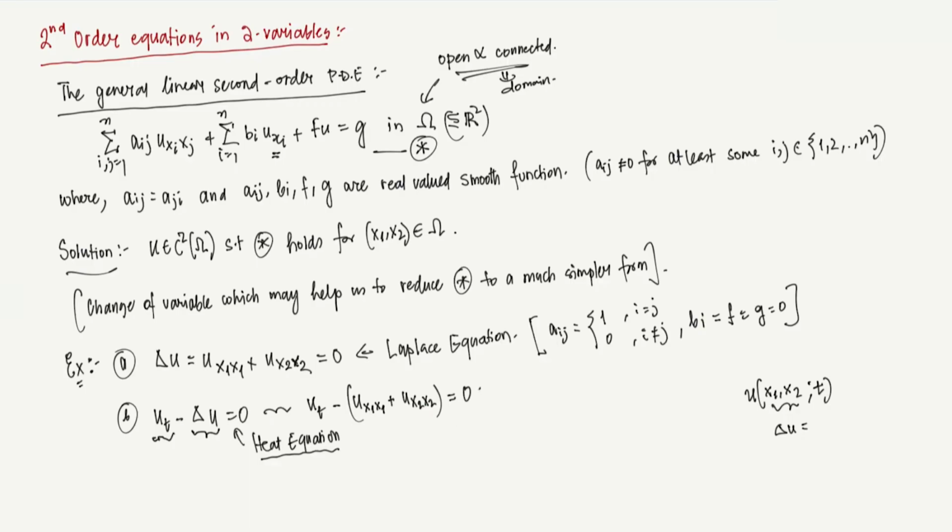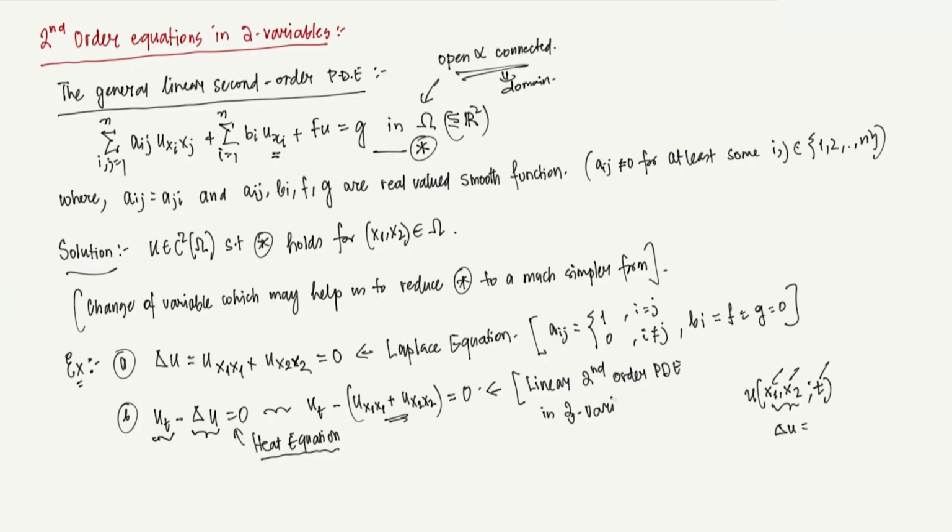So, this is also a linear second order equation. In this case, you really can't put it in two variables. This is basically a three variable equation, because what are the variables? t, x1 and x2, three variables. So, this is called the heat equation, and this is a linear second order PDE. Of course, second order, why? Because the highest order is 2, but in three variables.